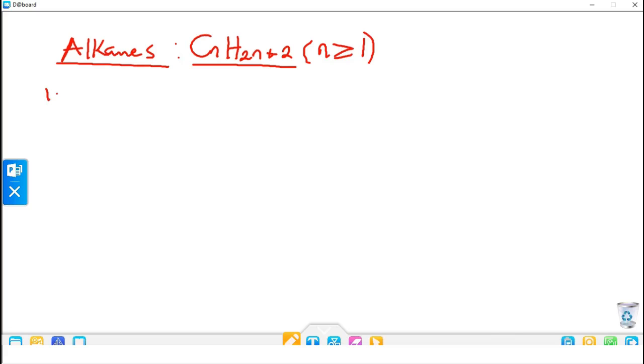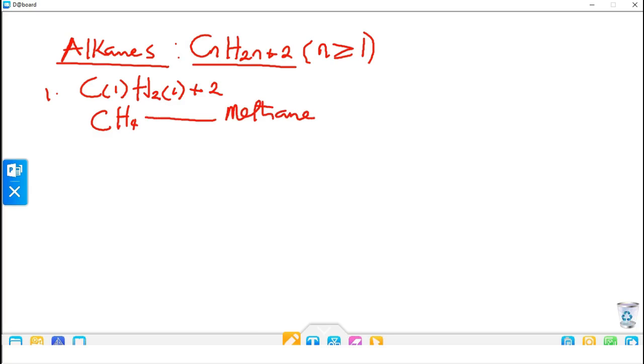The first member in that alkane family will be C(1) H(2(1)+2). So this gives us C times 1 is C, H, 2 times 1 is 2, plus 2 will give us 4. So this is methane. We can see this is how the molecular formula for methane is obtained.